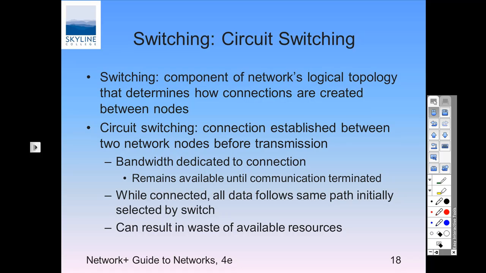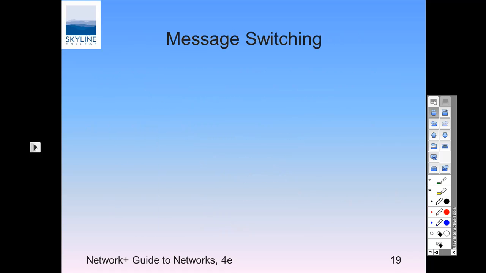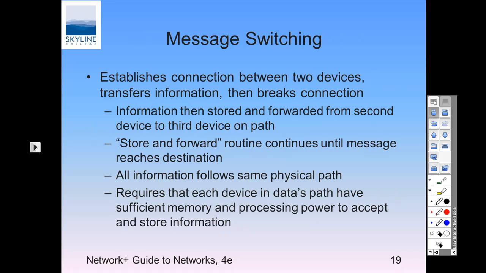Can result in a waste of available resources. And the reason that's there, what if a faster path becomes available? Can you use it? Not in this, because it is switched. Message switching: a connection between two devices transfers the information, breaks the connection, finds it again. And what this is saying is they don't all have to go over the same path. We can have different paths.